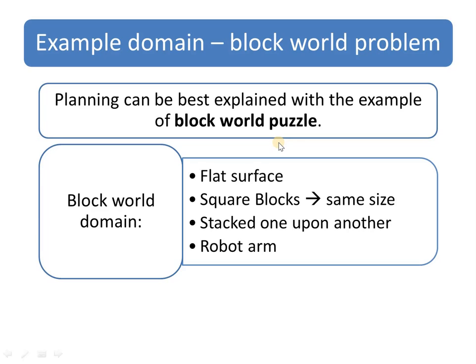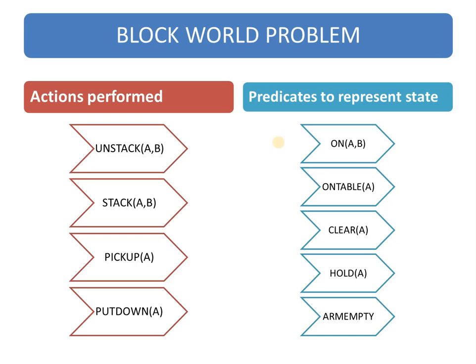There is a flat surface and we have some square blocks arranged on it, and all the square blocks are the same size. The square blocks are stacked one upon another or scattered on the table. There is a robot arm to pick up and put down, to stack and unstack the boxes. And moving on in detail, there are different actions performed on the blocks, and we have some states as well. So the different actions are unstack, stack, pick up and put down. And the states can be on(A,B), on table A, clear A, hold A, and arm empty.